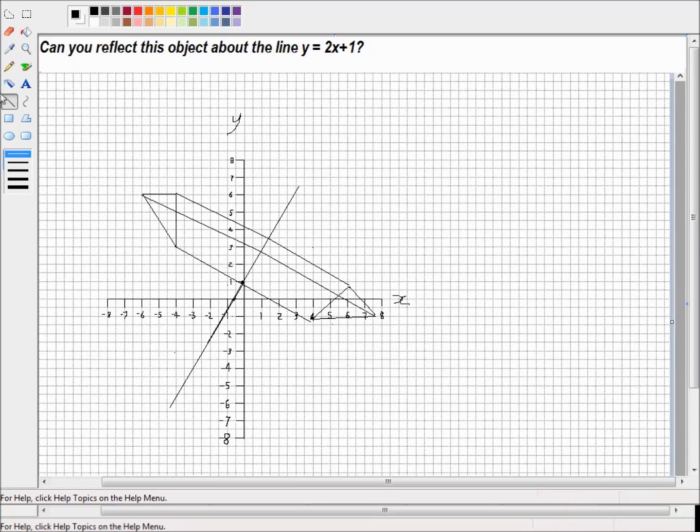Right, so you want to make sure that these are right angles, so these should end up being straight lines, and you want to make sure that this distance is the same as this distance, and that this distance is the same as this distance, and that this distance is the same as this distance.